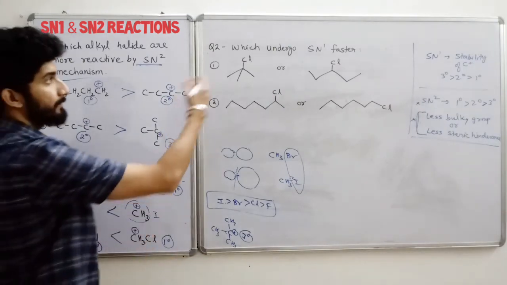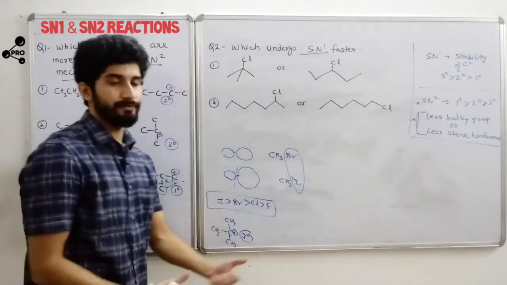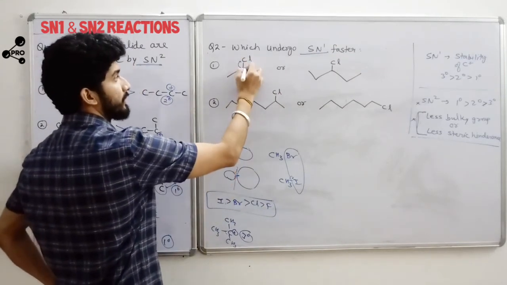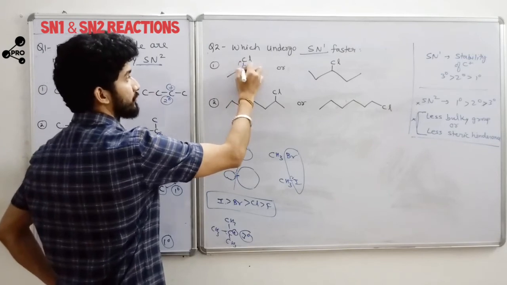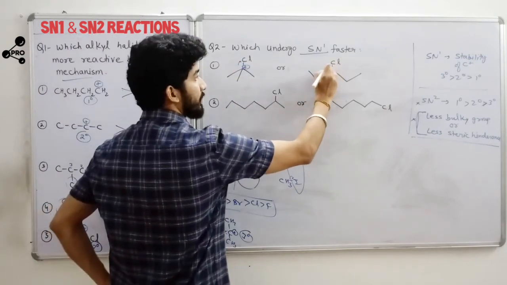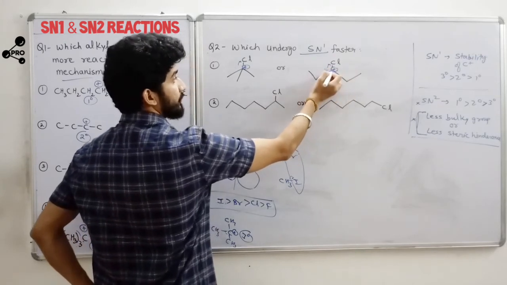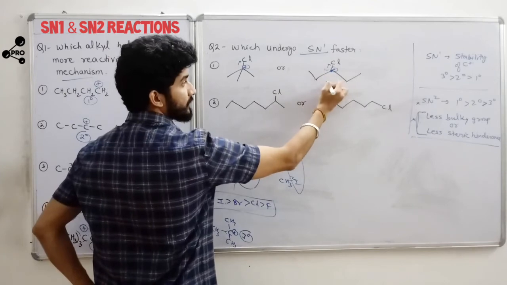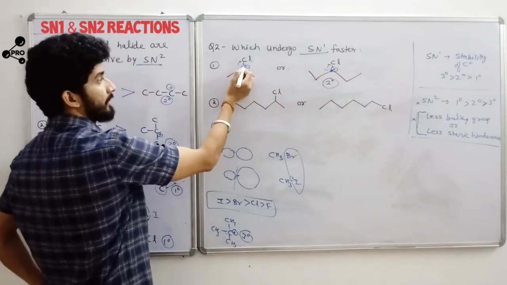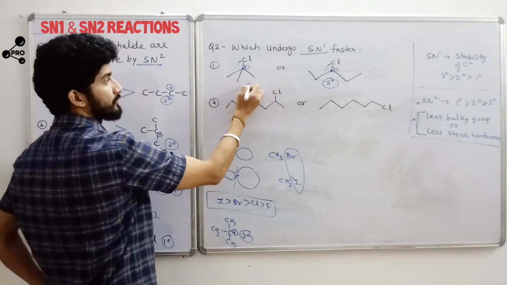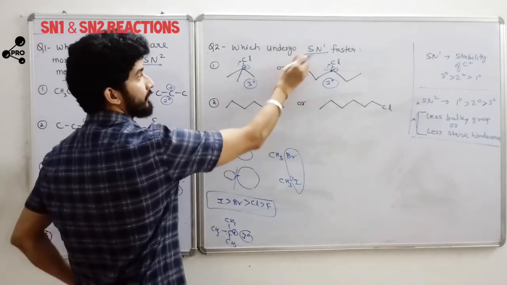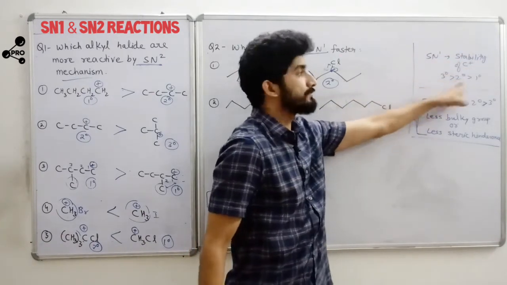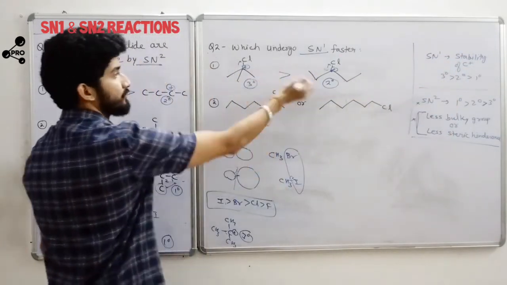In a similar pattern we can find which will undergo SN1 faster. Suppose chlorine is removed from this part, we get the positive charge over here, and when chlorine is removed from this part, we get the positive charge over here. The carbon having the positive charge is directly attached to 2 carbons, so it is 2 degree, and the other is directly attached to 3 carbons, so it is 3 degree. If we talk about the SN1 mechanism, we have to see the stability of the carbocation. The 3 degree is more stable than the 2 degree.